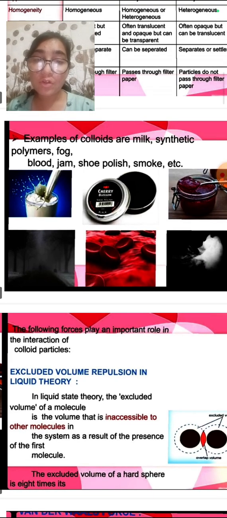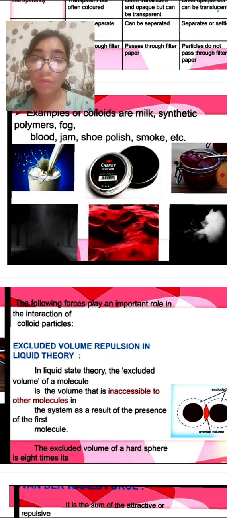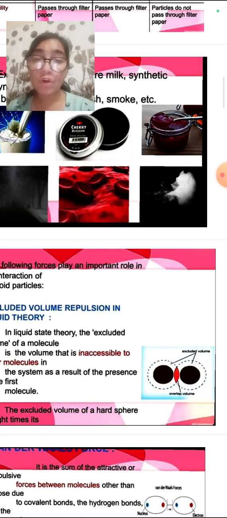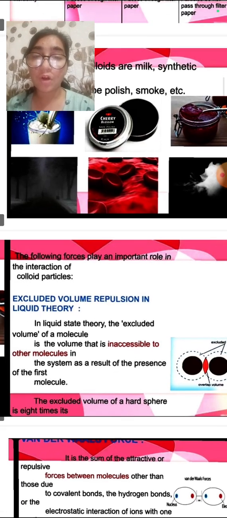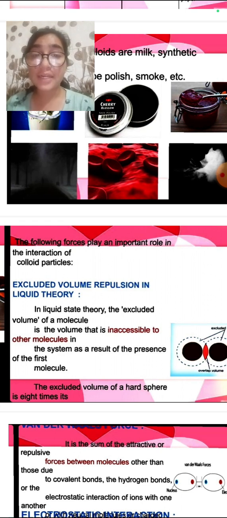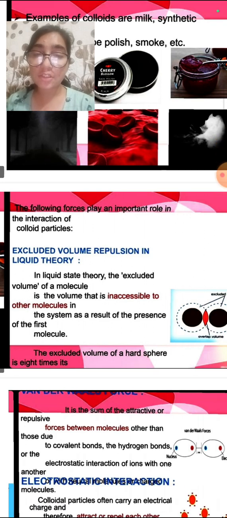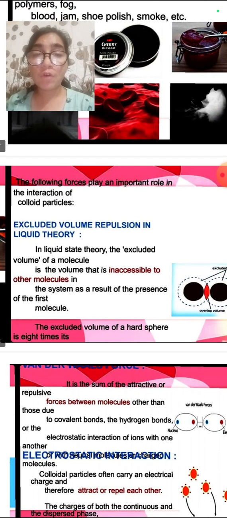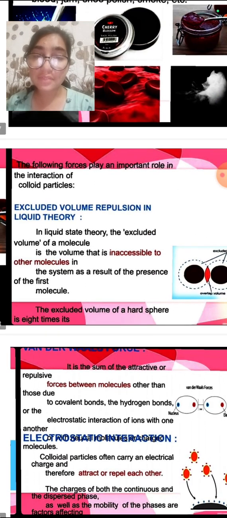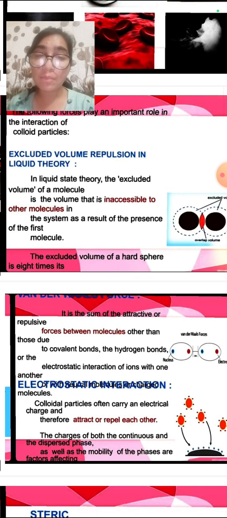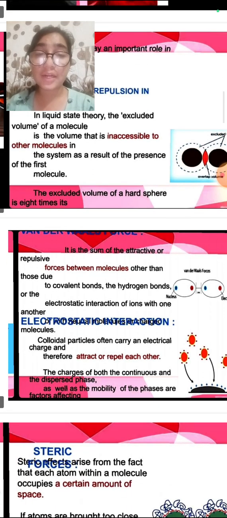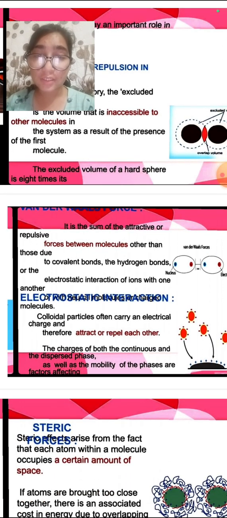The following forces play an important role in the attraction of colloid particles. Excluded volume repulsion and the liquid theory. The liquid theory states that the excluded volume of a molecule is the volume that is inaccessible to other molecules in the system as a result of the presence of the first molecule. The excluded volume of a hard sphere is 8 times its volume. Repulsive forces between molecules are other than those due to covalent bonds, hydrogen bonds or the electrostatic interaction of ions with one another.